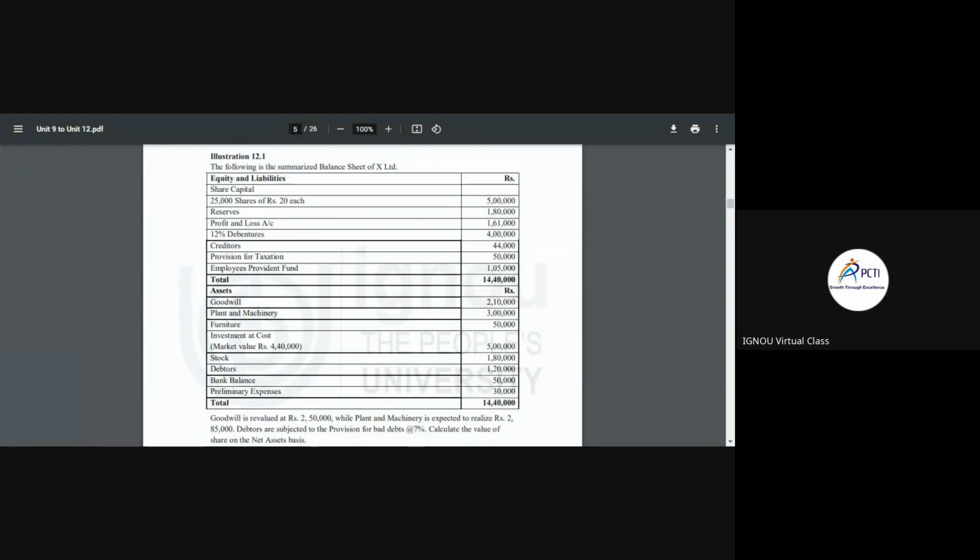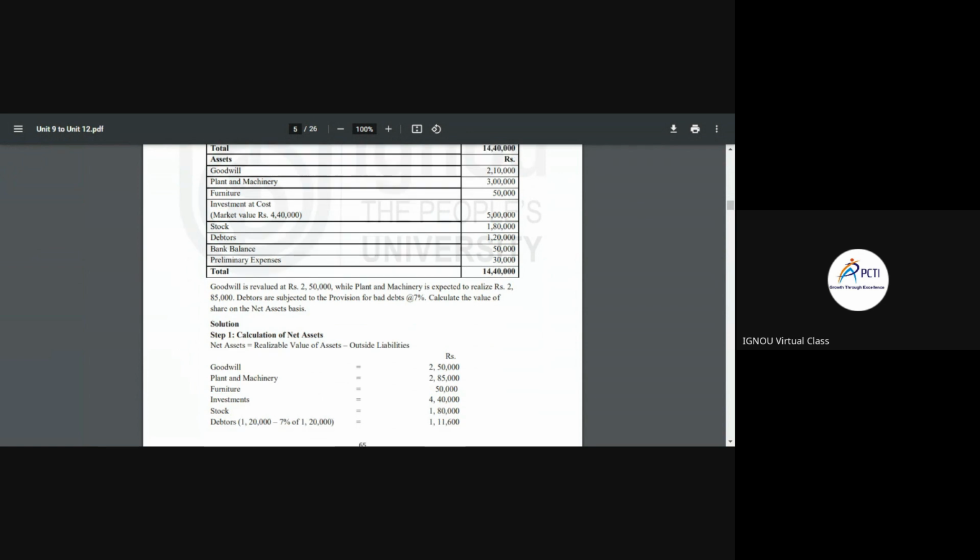So basically in this question we have assets also. Then we have additional information like goodwill is revalued at rupees 2,50,000 while plant and machinery is expected to realize rupees 2,85,000. Then debtors are subject to a provision for bad debts at 7%. Then we need to calculate the value of share on the net asset basis.